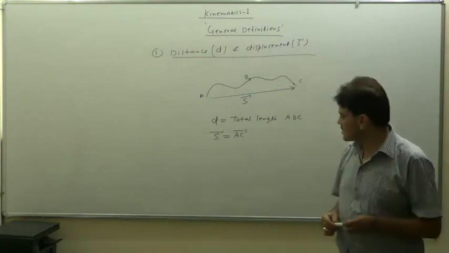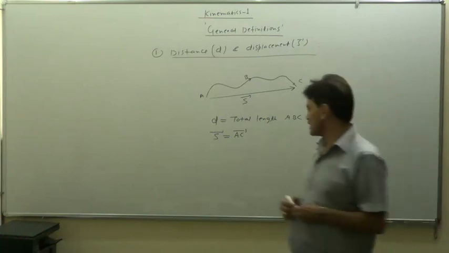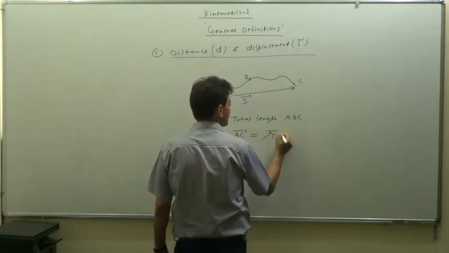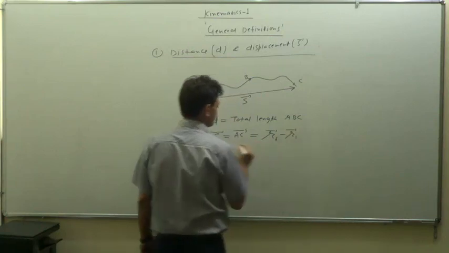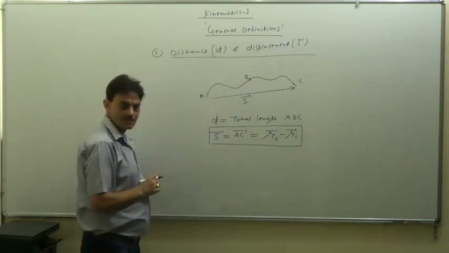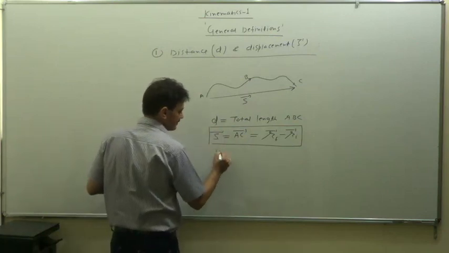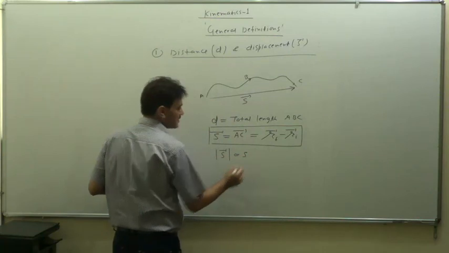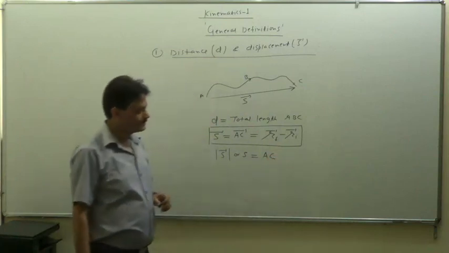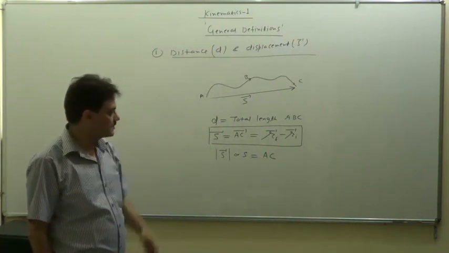And in the chapter of vectors, we have already studied that this S vector is also equal to R final vector minus R initial vector. And if I find the magnitude of S vector, or S, then it is simply AC. Right?